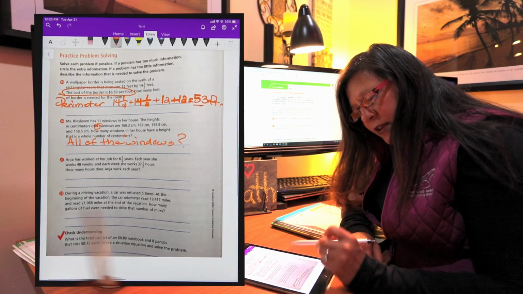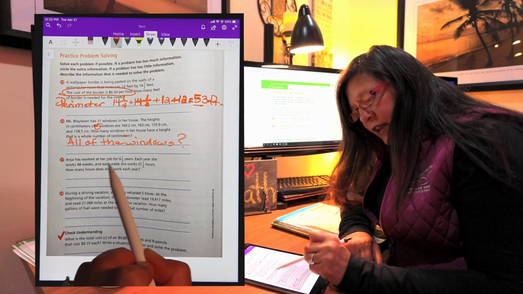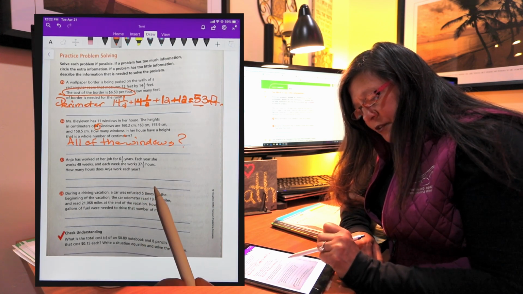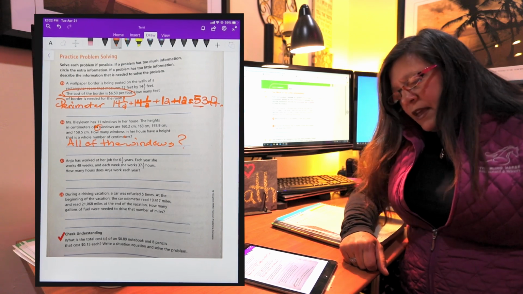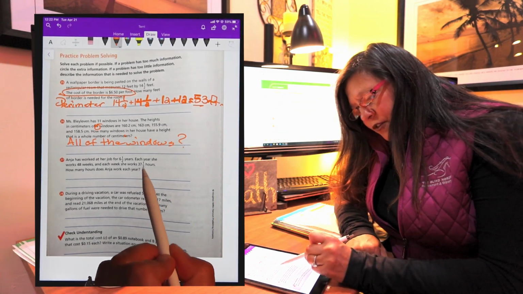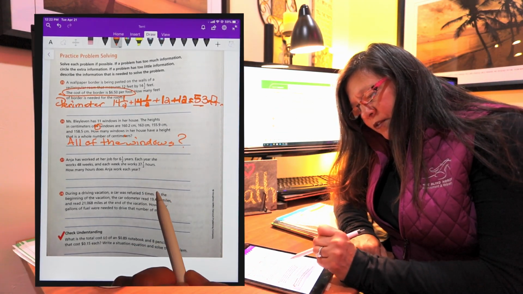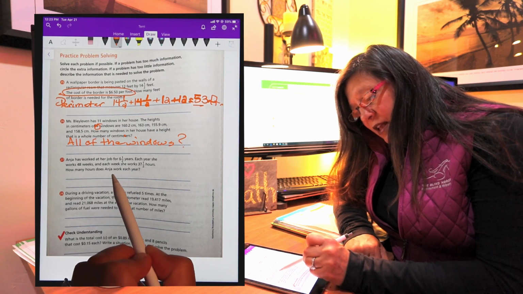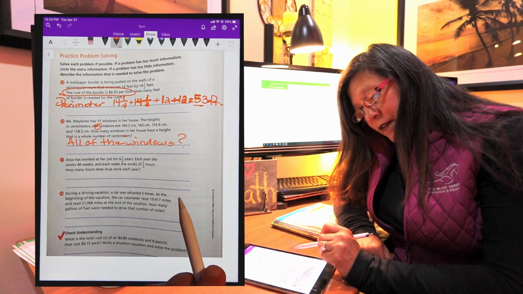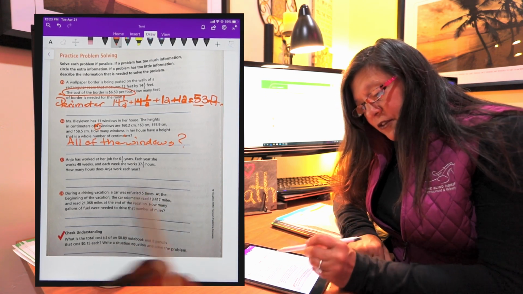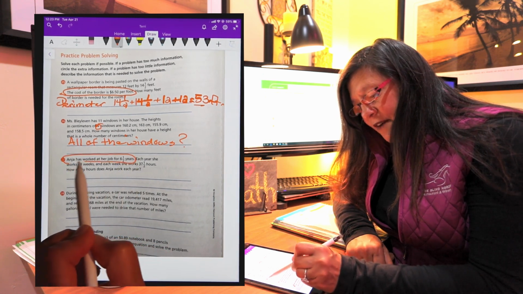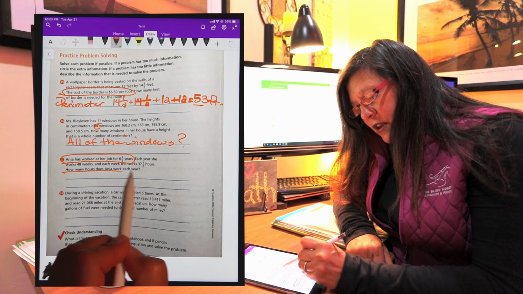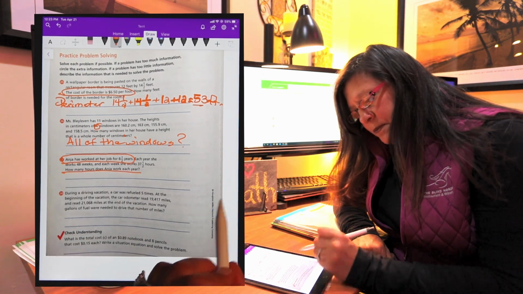Okay, number 27. Anya has worked at her job for 6.5 years. Each year she works 48 weeks, and each week she works 37.5 hours. How many hours does Anya work each year? Okay, this is another situation where we don't need to know that she works 6.5 years to answer the question how much she works each year.